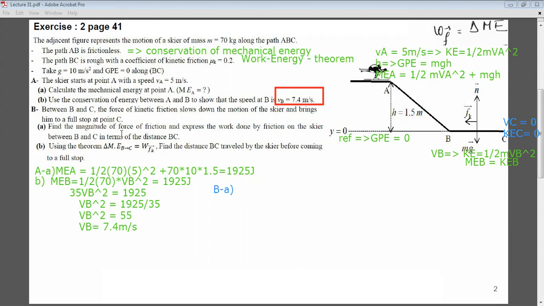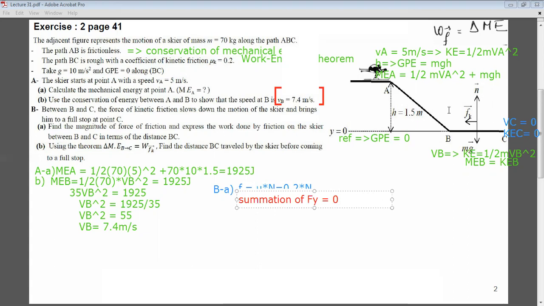Find the magnitude of the force of friction. This is the first part. So we need to find friction. The formula of it is mu times N, right? Mu is given, 0.2, times N. Now, how to find the normal force? We agreed every time they ask me about the normal force, I have to use Newton's second law, which is summation of Fy is equal to 0.